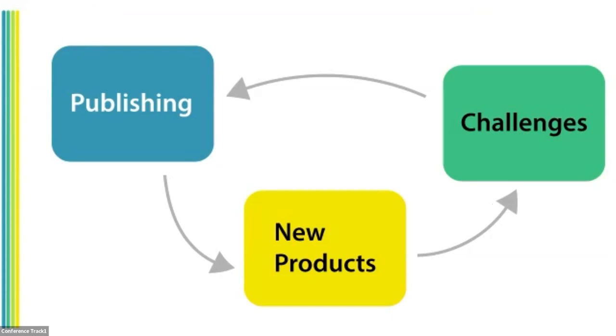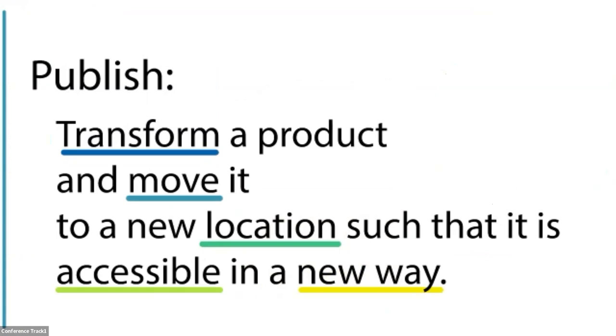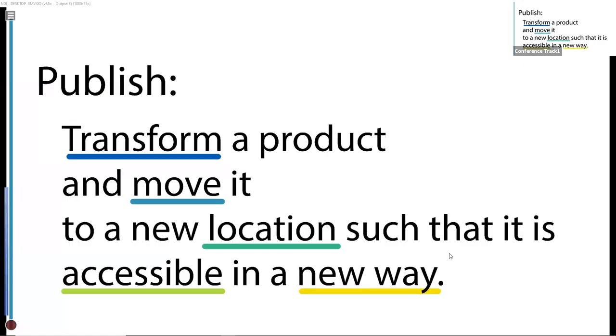I'm going to use the definition of publish that is as follows. Publish is to transform a product and move it to a new location such that it is accessible in a new way. So there's a couple of concepts: transforming, moving it, it's somewhere new, it's accessible in a different way. Maybe it was in a database, now it's in print, etc. And we'll see those themes come out.